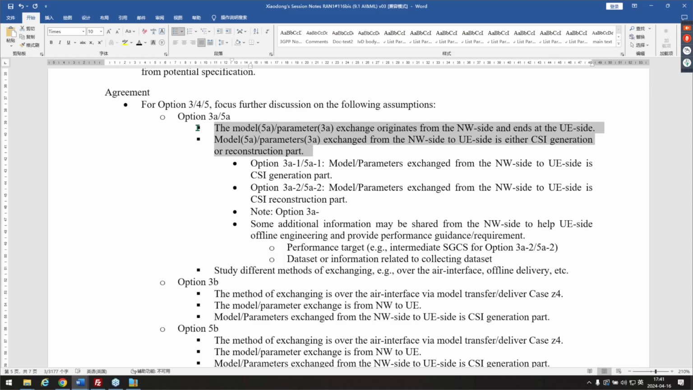It's just one minor editorial point. Since we are discussing exchanging both encoder and decoder, but then that sentence says either CSI generation or reconstruction part, we can say in the model either CSI generation or reconstruction part, or both, at the end of the second bullet.